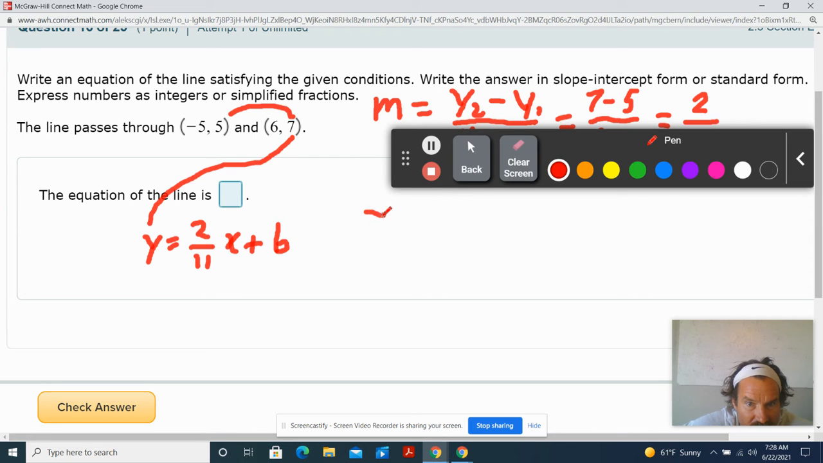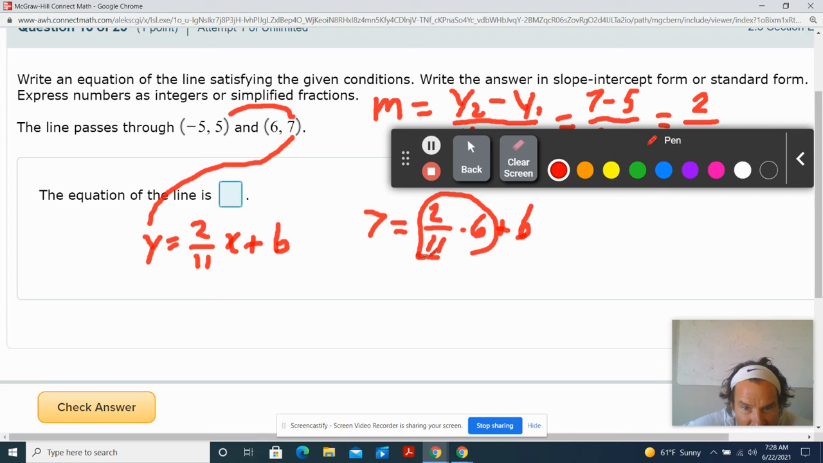So it's going to be 7 equals 2 over 11 times 6, plus b. Now, I need to do this part right here. This is b right here, not a 6. That's a b. That's what I want to solve for. So I need to do this part here.